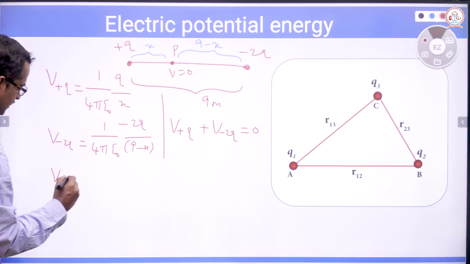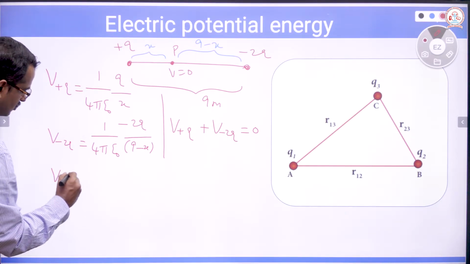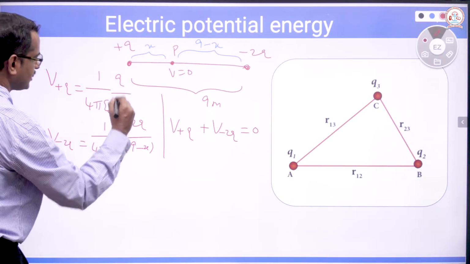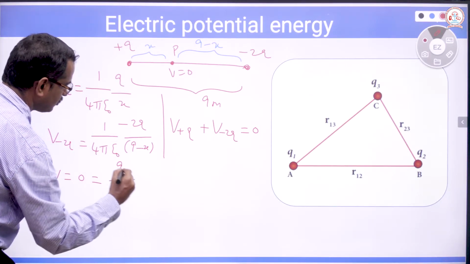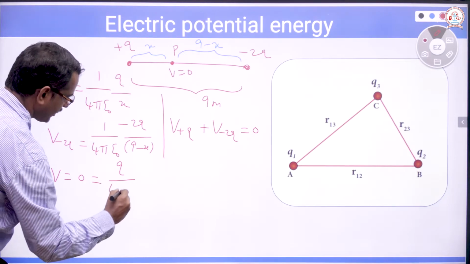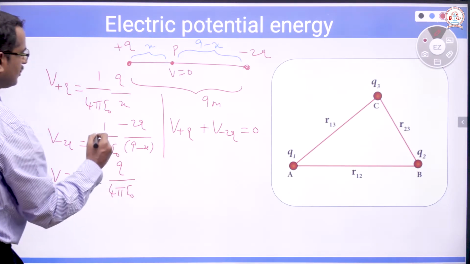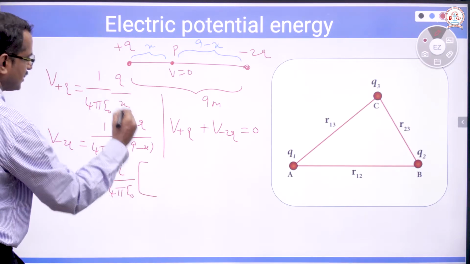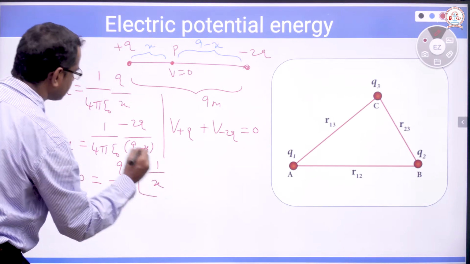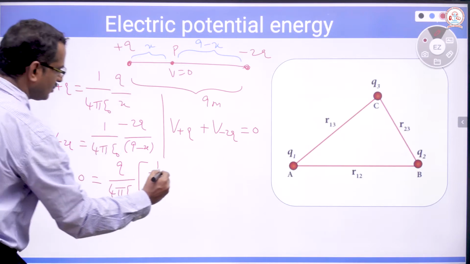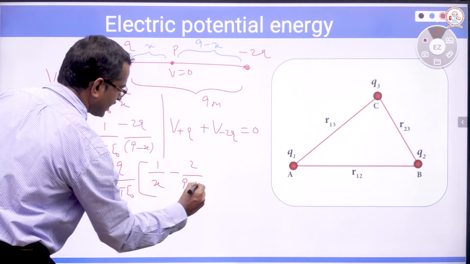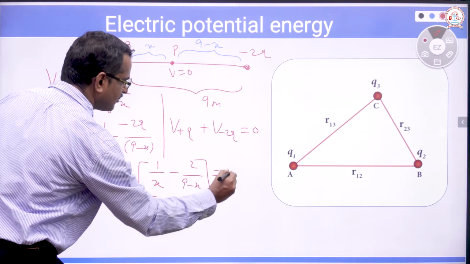That is, the resultant electric potential where it is 0 will be equal to Q divided by 4 pi epsilon naught. If you take it as common, then we get 1 divided by x, and you have minus 2 divided by 9 minus x here, that must be equal to 0.